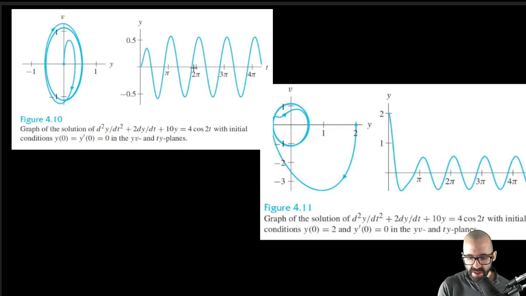And again, I cannot stress enough that this forced response, which is the steady state solution, is not the same as the forcing function. The forcing function is 4 cosine of 2t. This is not 4 cosine of 2t. It's related, it'll have the same period, but it'll have a different amplitude and it'll have a phase shift.